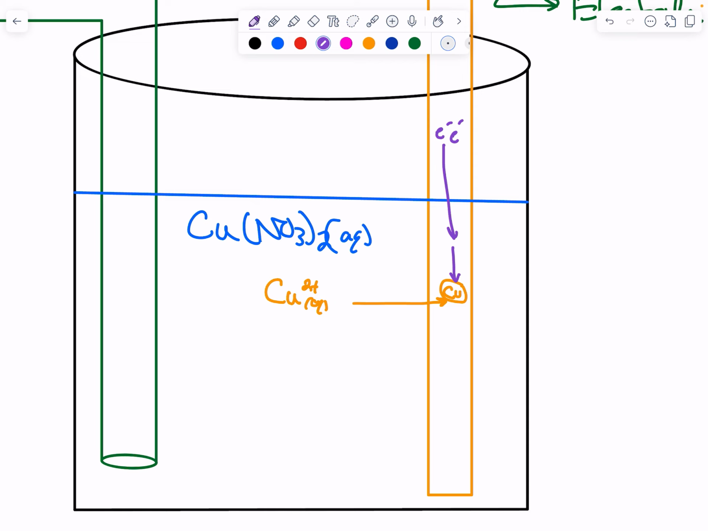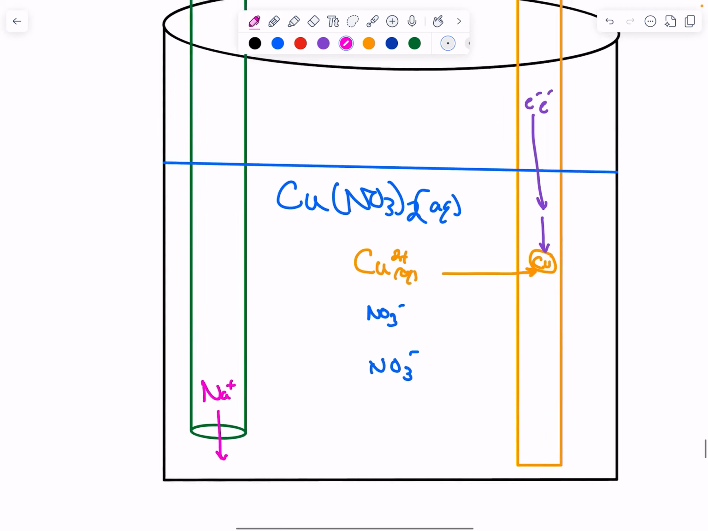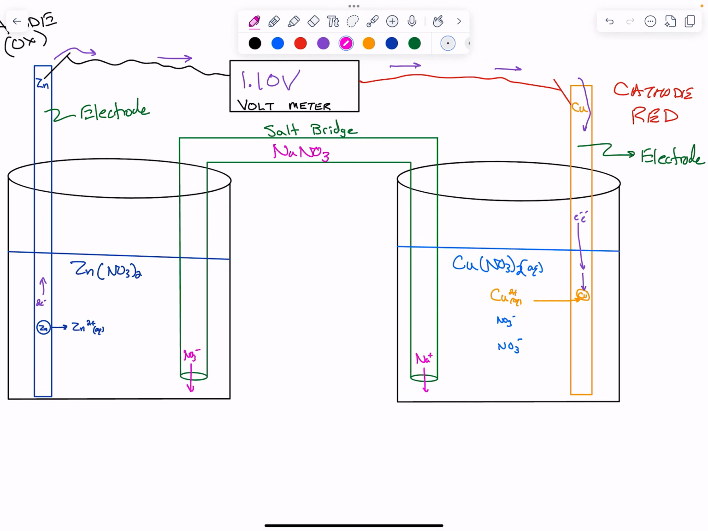Now, positive charge is coming out of the solution, so I have extra nitrates in here now. We have 2 nitrates that do not have charge balance because the copper ion left. That means in our salt bridge, what color did I use? Pink. In our salt bridge, I have sodium ions coming through, 2 of them. And to complete this circuit, nitrates have to be coming in here to match up with the zinc.